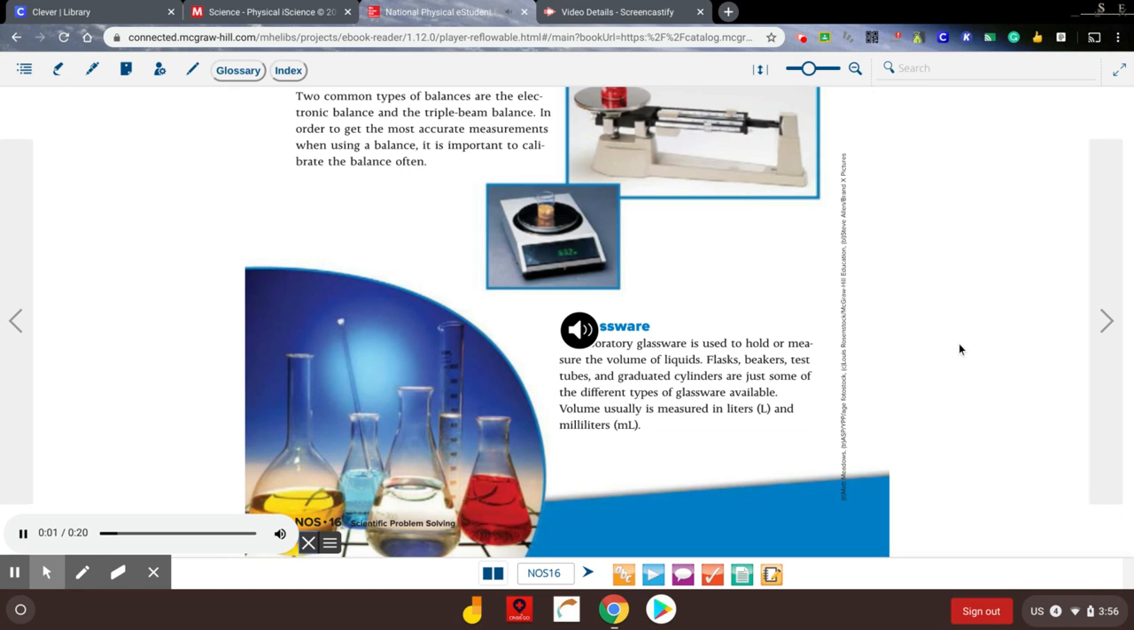Glassware. Laboratory glassware is used to hold or measure the volume of liquids. Flasks, beakers, test tubes, and graduated cylinders are just some of the different types of glassware available. Volume usually is measured in liters, L, and milliliters, mL.